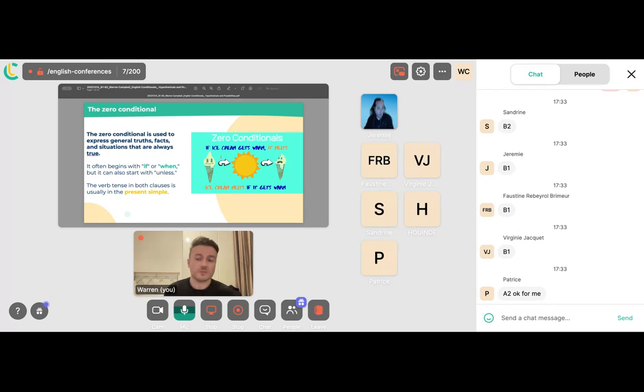Now, usually speaking, all conditionals usually have if in them. With the zero conditional, it's possible to use if or when. It's also possible to use unless as well. The verb tense in both clauses, as you will see here, is the present simple. If the ice cream gets warm, it melts. So, as the name suggests, zero conditional, meaning there is no condition here. It is a fact.